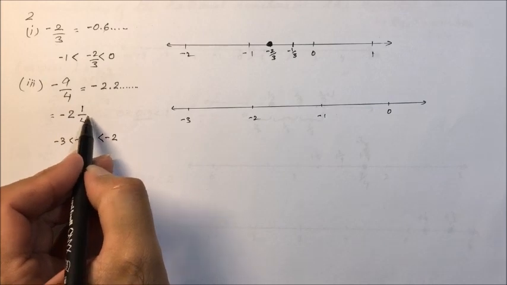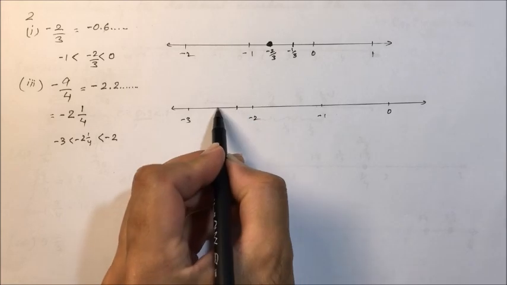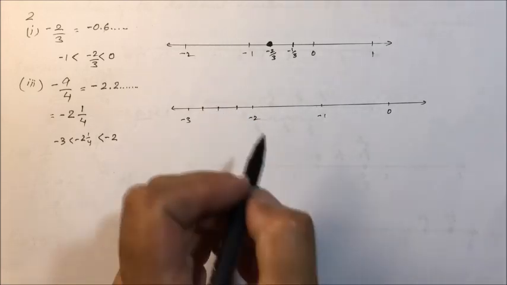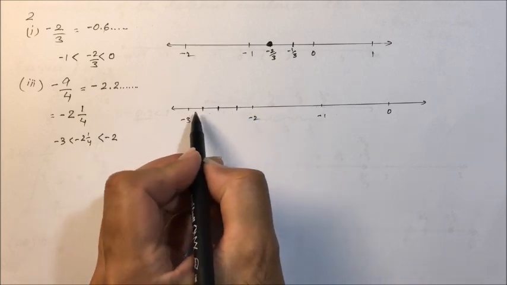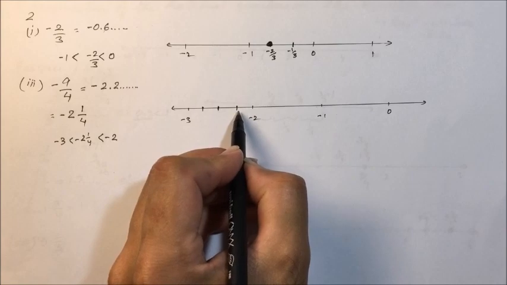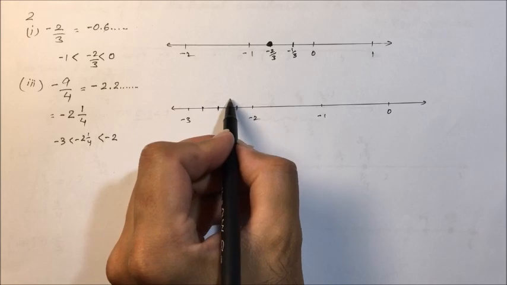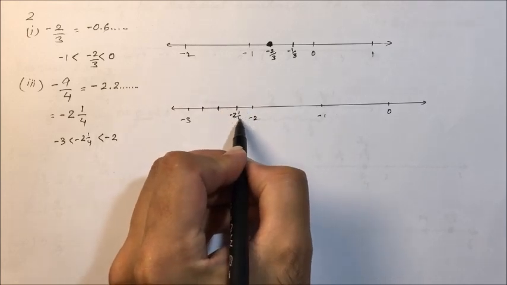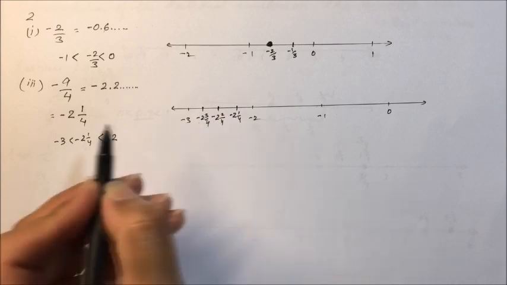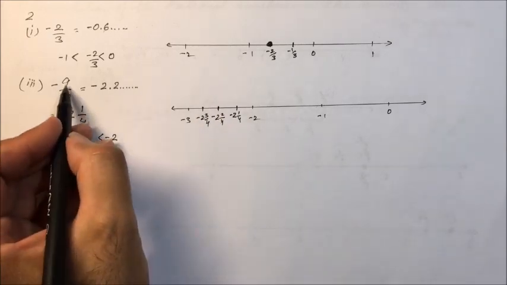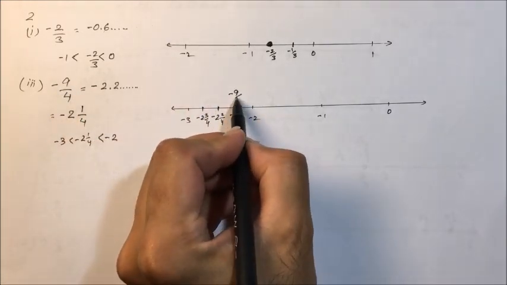Now we have to divide this part into 4 equal parts. 1, 2, 3, 4. Or if you divide by 4, then divide it into half, half, again half, half. So 1 by 4, 1 by 4, 1 by 4, 1 by 4. Here will be minus 2, 1 by 4. Here will be minus 2, 2 by 4. Minus 2, 3 by 4. And we need only minus 2, 1 by 4. That will be minus 9 by 4. This is minus 9 by 4.